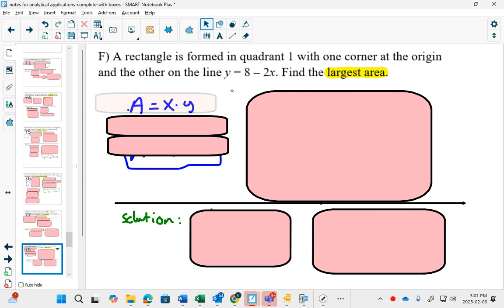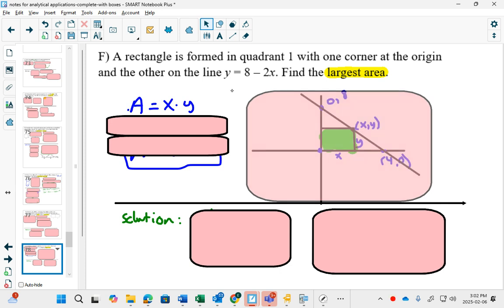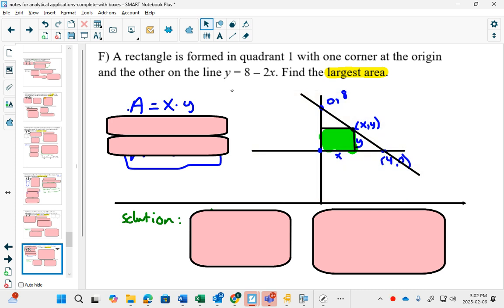Alright, well, we want a maximum area. It will be length times width, x times y. We draw a picture of this. We have a negative slope, y-intercept of 8. One corner is at the origin, the other corner is on there. And can you see that as you make that other corner in different places, you get different areas of that green rectangle.